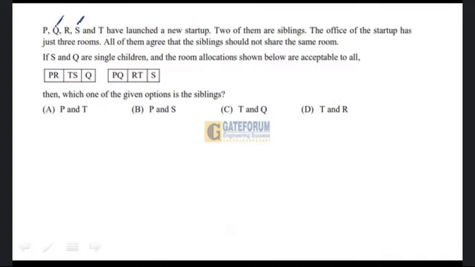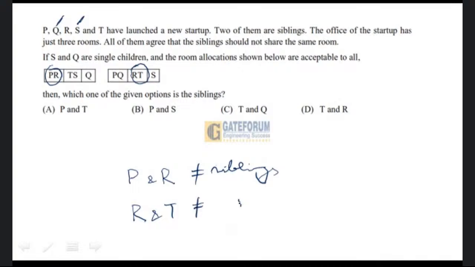So see, first we know that Q and S are definitely not the siblings, so they are already out. Now see, P and R cannot be the siblings because P and R can be together in one room. So P and R are not siblings. Next, R and T cannot be siblings, because they are in the same room.